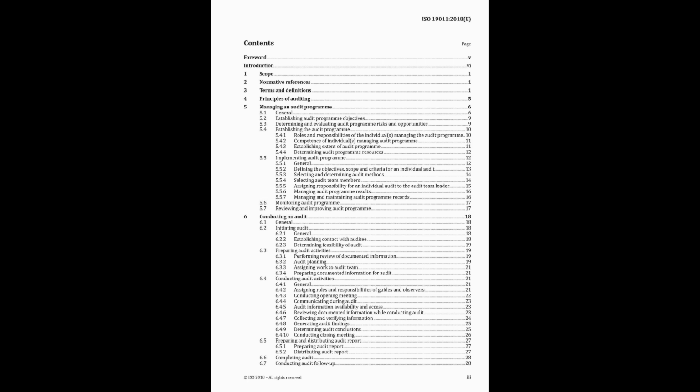It sounds like it. Okay, so now let's talk about subclause 5.5.2, which deals with defining the objective, scope, and criteria for individual audits. All right, so this is where we start getting into the specifics of each audit within the program. Right, so we've set the overall objectives for the program. Now we need to break those down into smaller chunks for each individual audit. Exactly. And the standard is very clear that each individual audit needs to have its own clearly defined set of objectives, scope, and criteria.